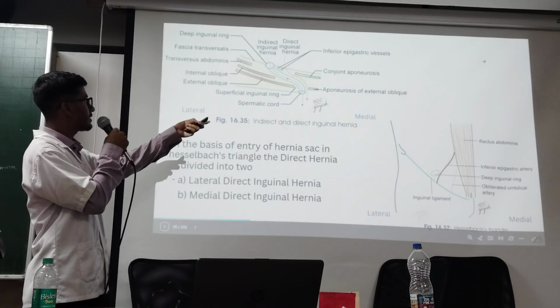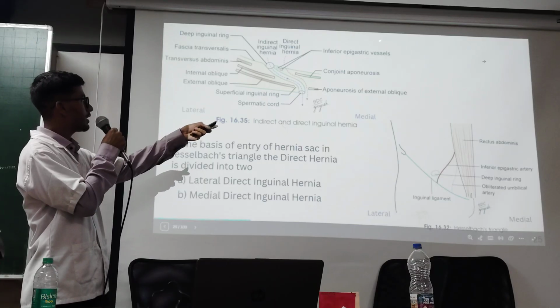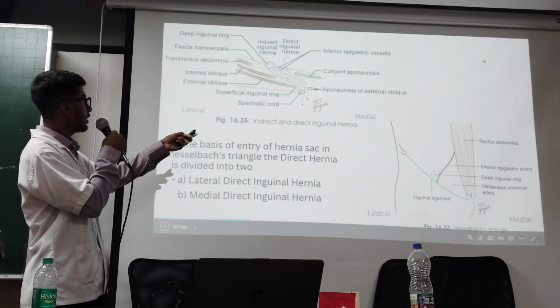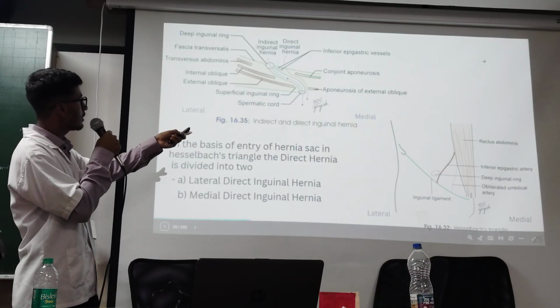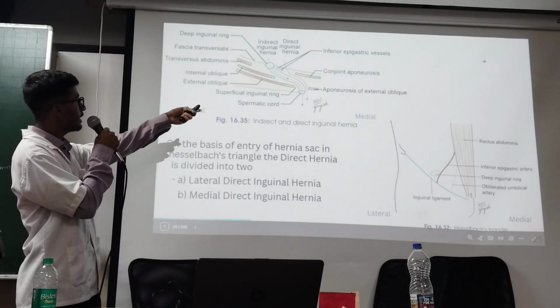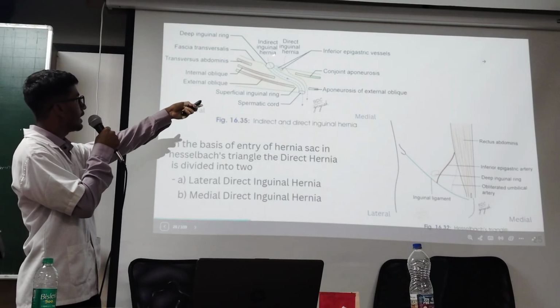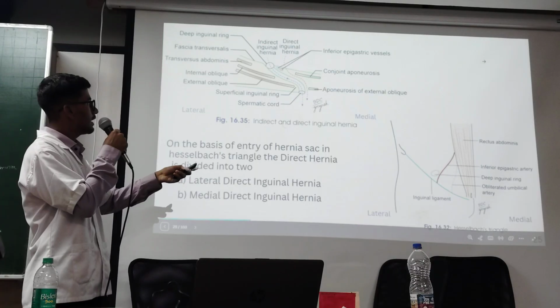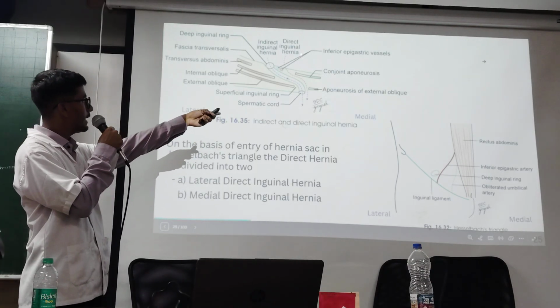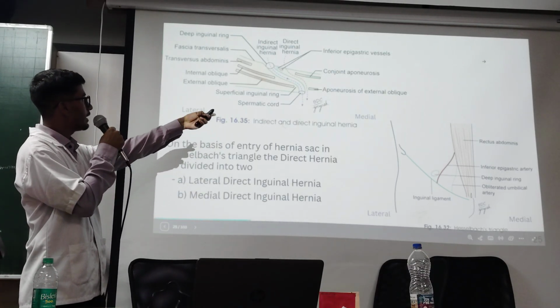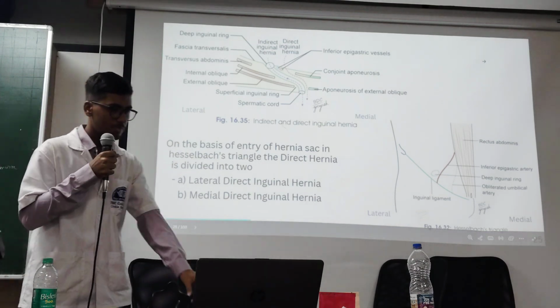This is the inferior epigastric vessels. If the hernia enters laterally, meaning directly through the inguinal canal, it is known as indirect inguinal hernia. If the hernia enters through the medial side, it is known as direct inguinal hernia.